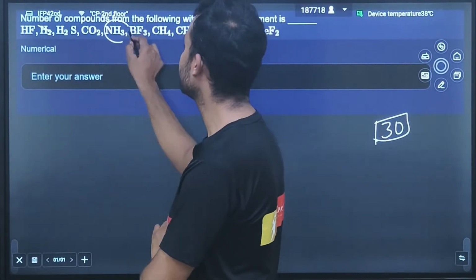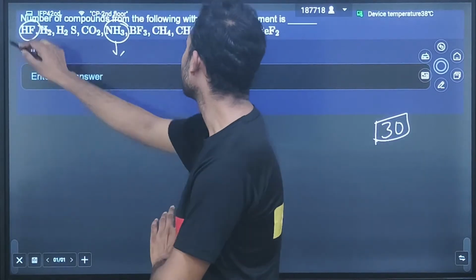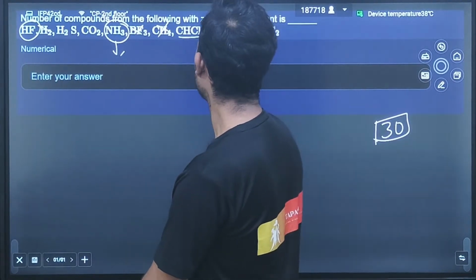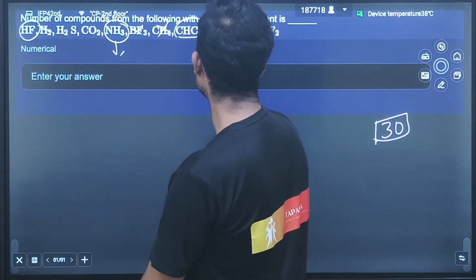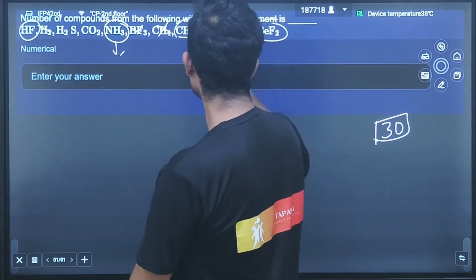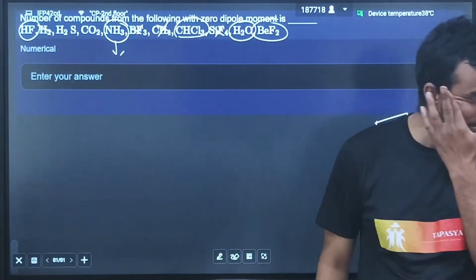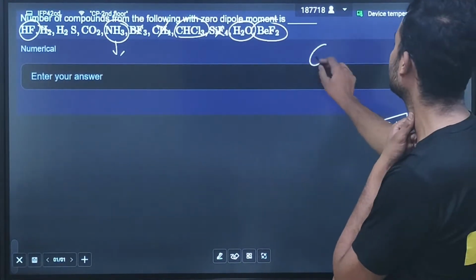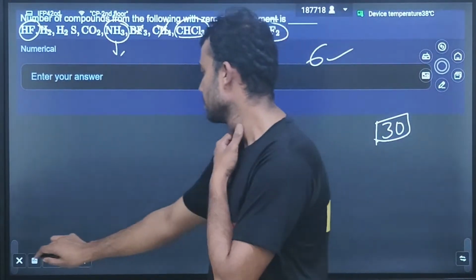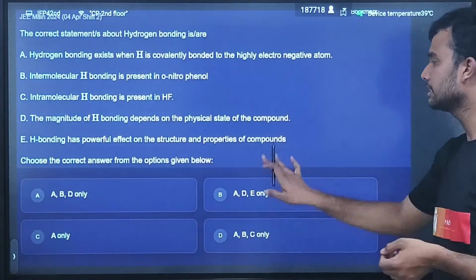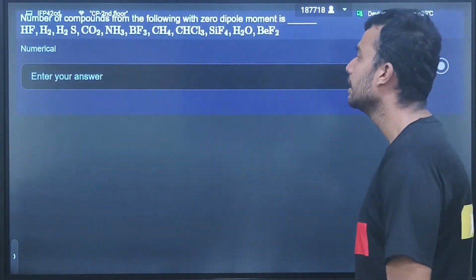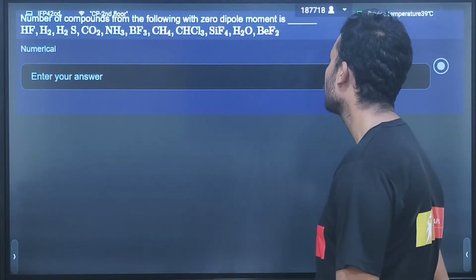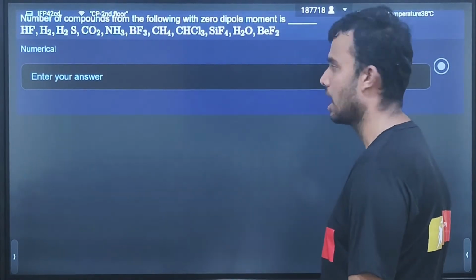Here, ammonia is there. Therefore, HF is there. Then methane is not there. BF3 is not there. Chloroform is there. Yes. SiO4, no. Water is there. BF2, is it there or not? Tell me the answer, total how much will we get? If you give an answer as 6, it is correct. 6 is the correct answer. Which of those? HF 1, H2 is 2, then ammonia 3, BF3 is null, chloroform, then water.